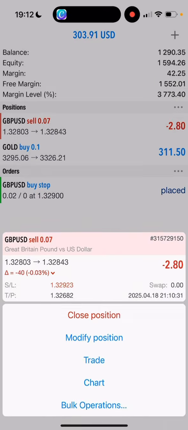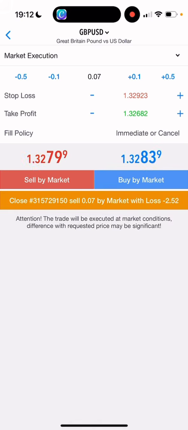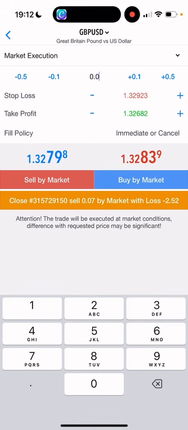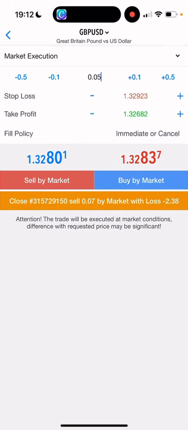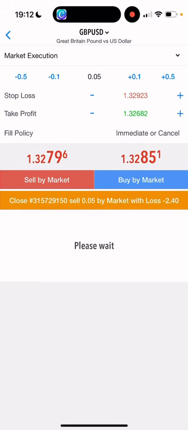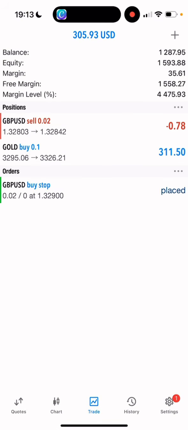So let's say I want to close like 0.05. I just do this, right? Reduce it to 0.05. Make sure it's showing 0.05 here, and then I close. So now the trade is already using 0.05. Already closed small. So guys, this is done in case you might be in profit and you want to secure some of your profits.